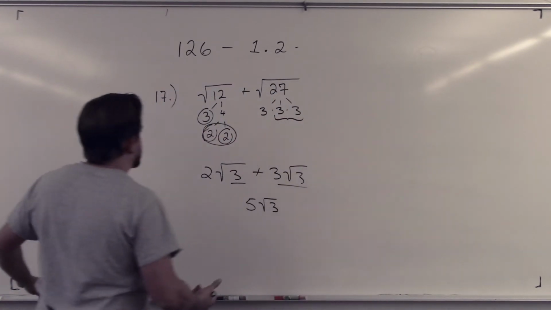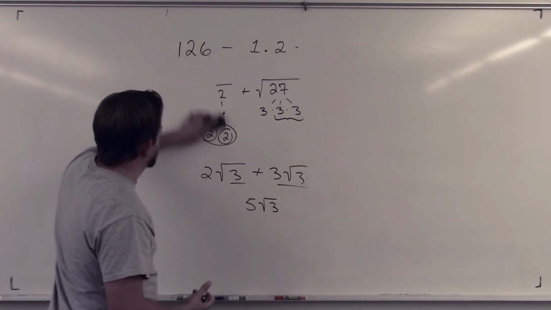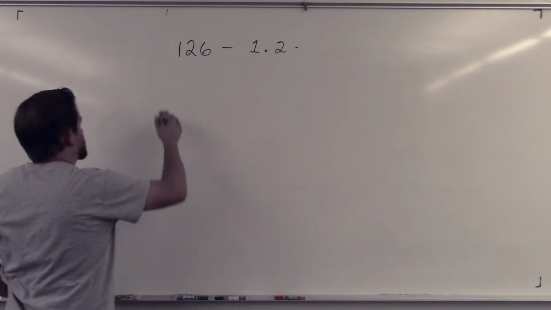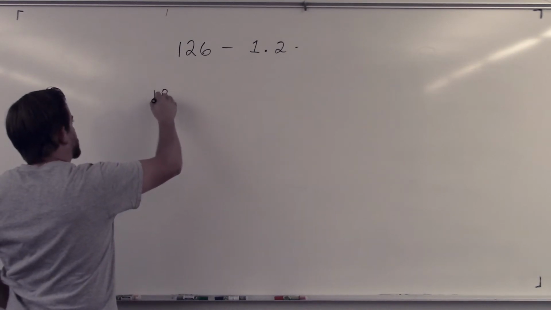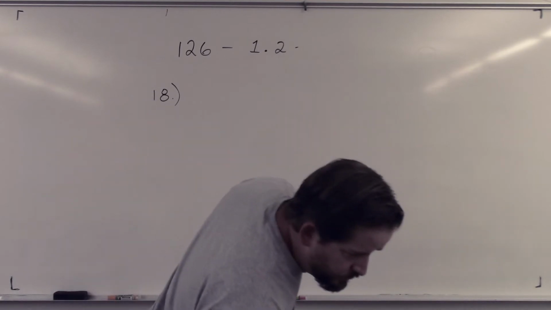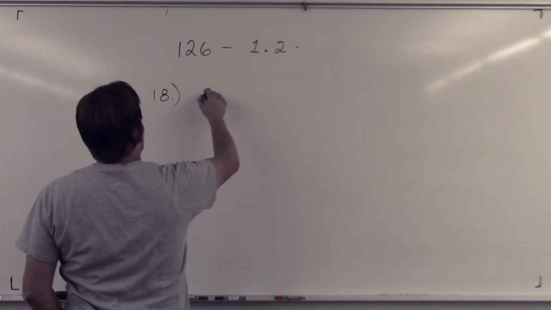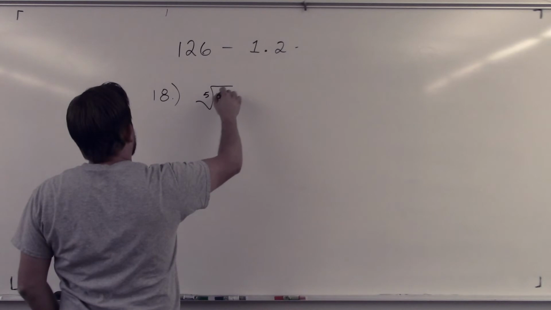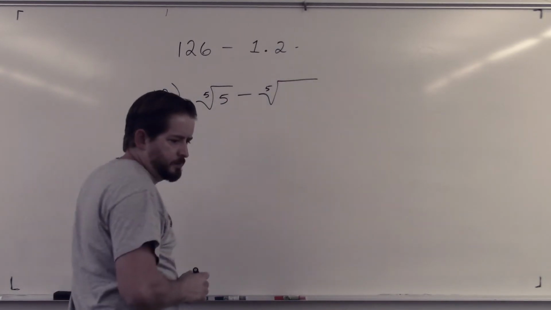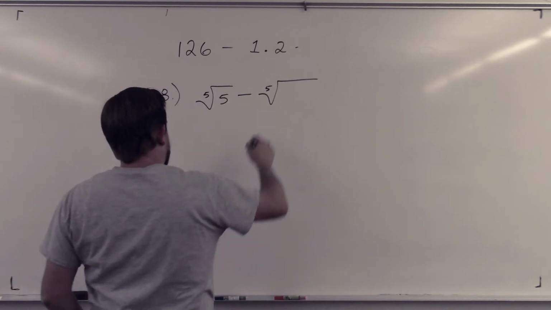Let's take a look at 18. It's similar to this, but uglier. Eighteen says we have the 5th root of 5 minus the 5th root of 160.